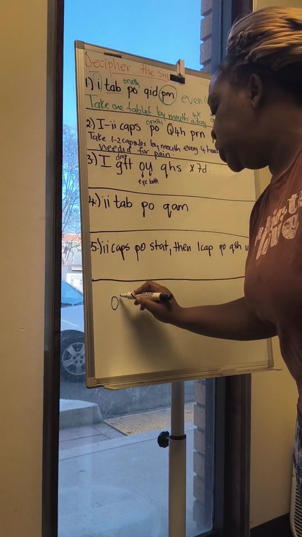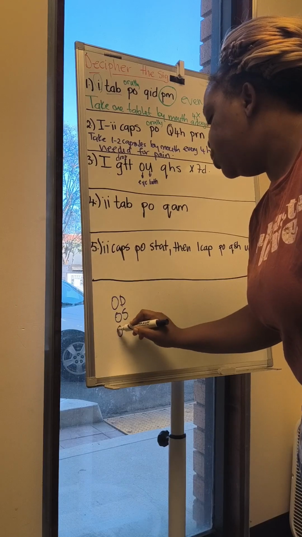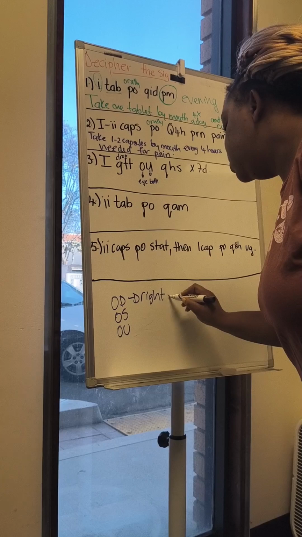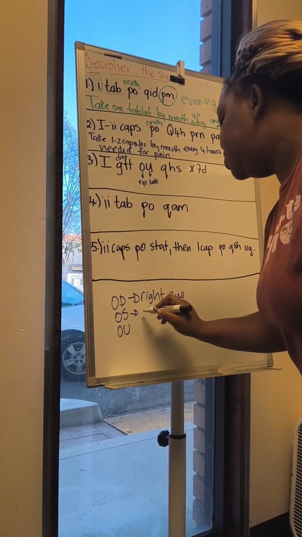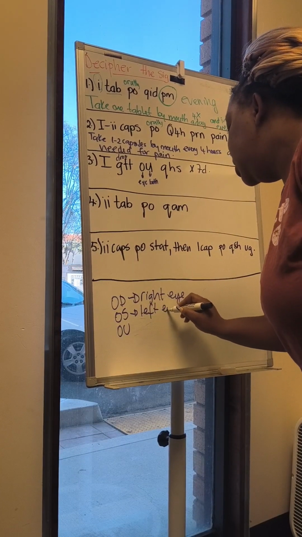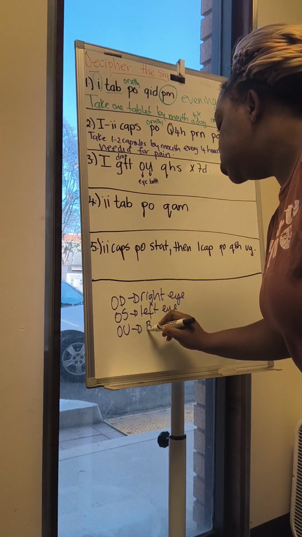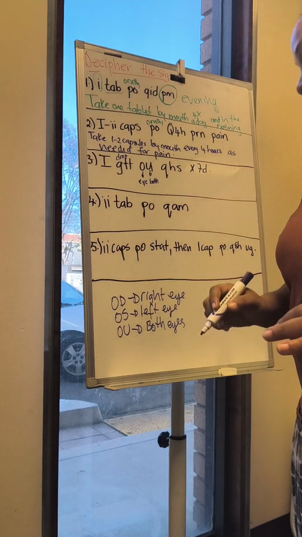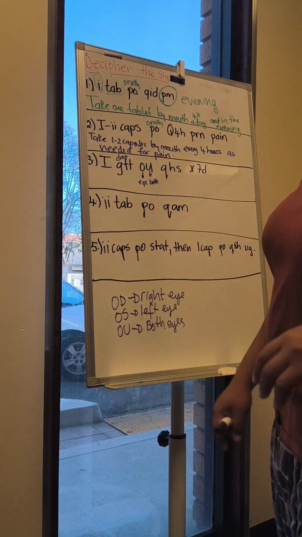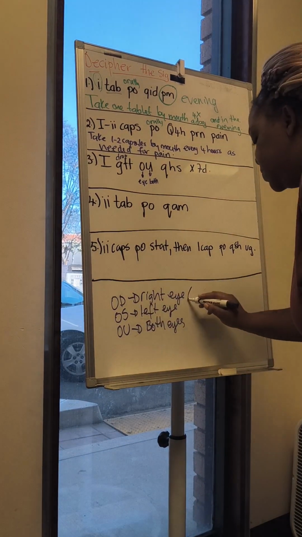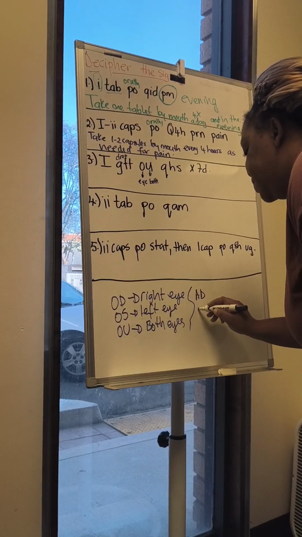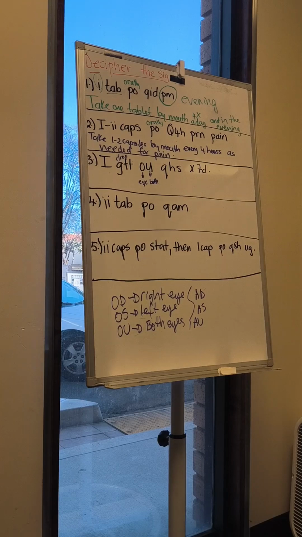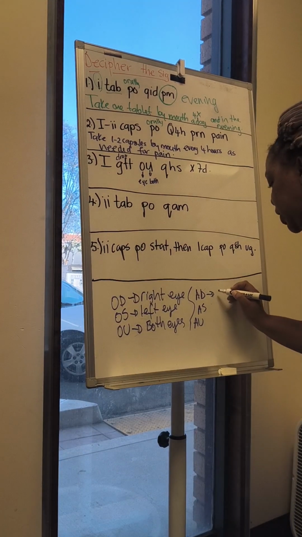Now, if I say OD, OS, OU. OD means the right eye. OS is the abbreviation for the left eye. And OU is both eyes. This is going to help you decipher sigs even better. OD is your right eye, OS is your left eye, and OU is both eyes. The same thing as AD, AS, AU. I hope this is in frame. Yeah. So AD is obviously your right ear.